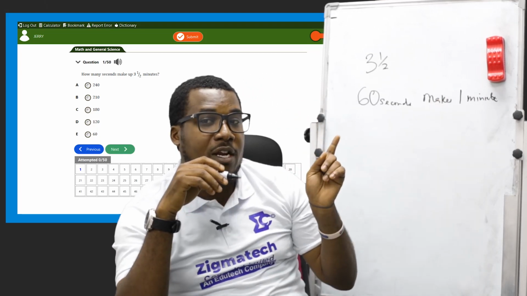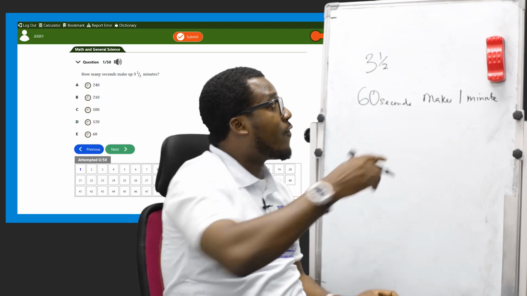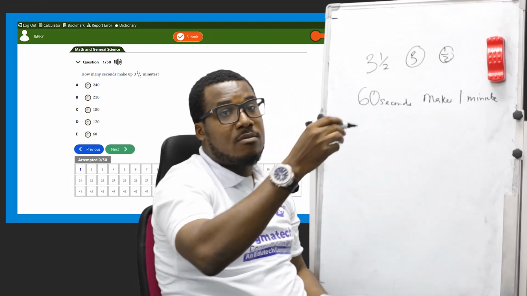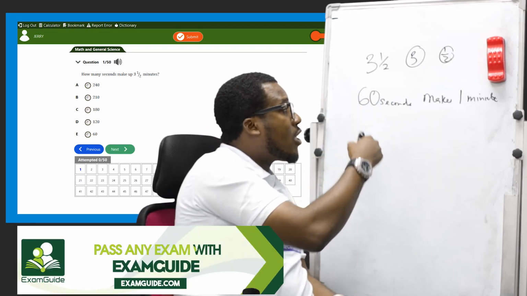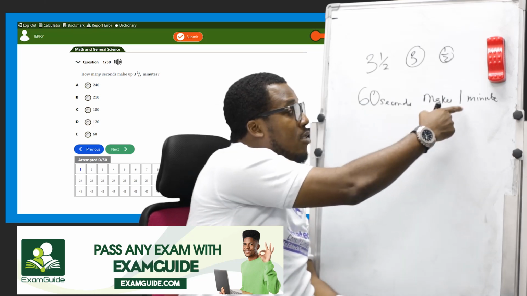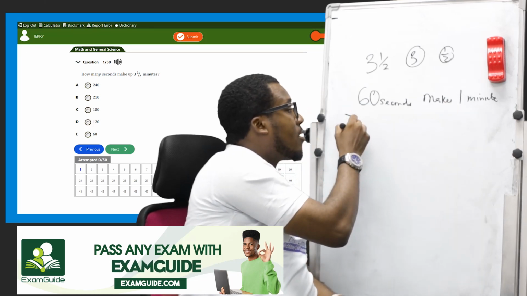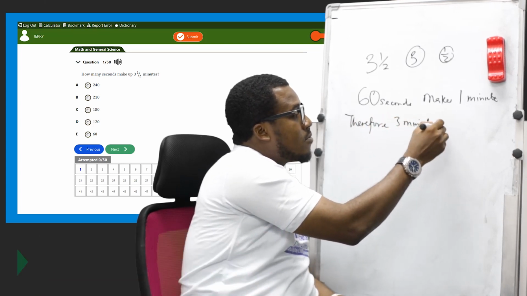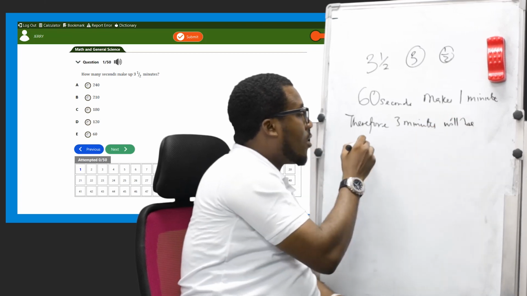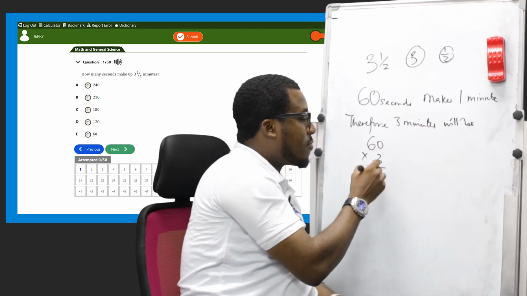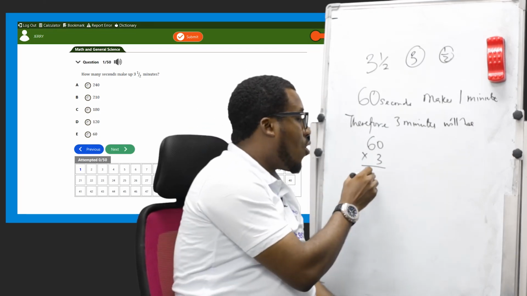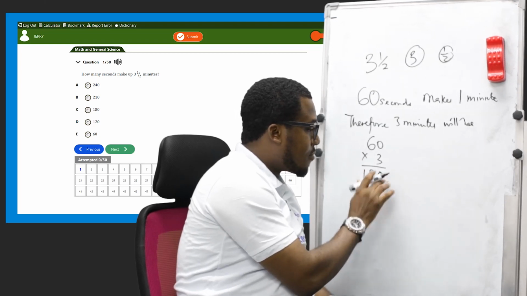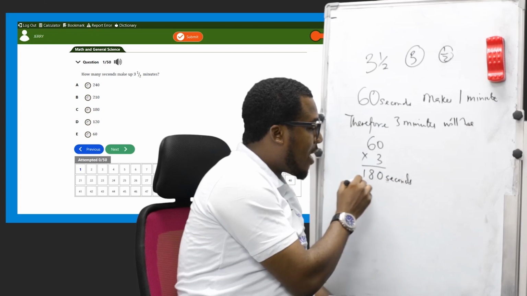That means if we split it up as I usually do, it becomes 3 minutes and half a minute. If you're having 3 minutes, you just do your normal arithmetic because 60 seconds equal 1 minute. Therefore, 3 minutes will become 60 times 3, and 60 times 3 will give you 180 seconds. So for 3 minutes, we have 180 seconds.